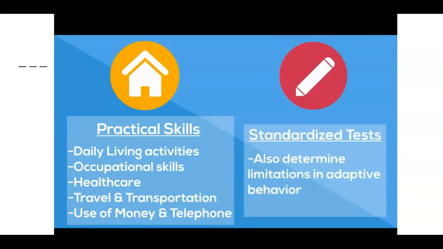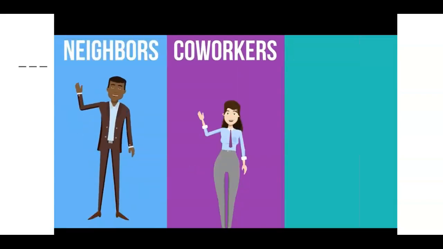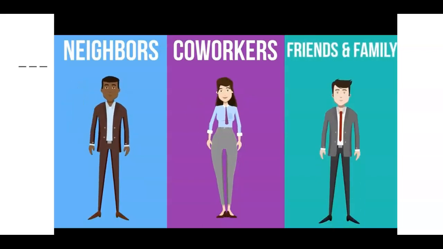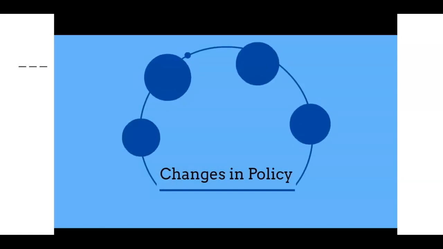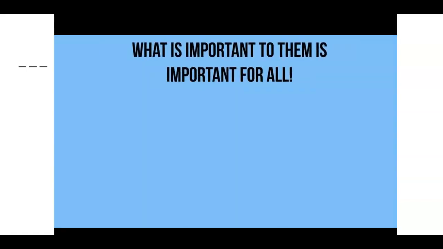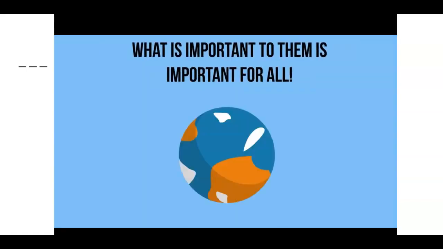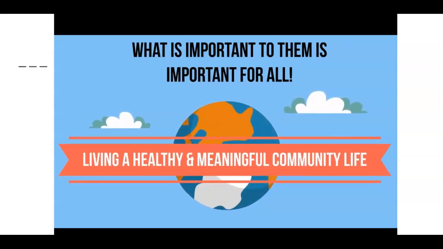Standardized tests can also determine limitations in adaptive behavior. People with intellectual disabilities are your neighbors, coworkers, or fellow students, friends, and family members. Changes in policy over the last decades has meant that the overwhelming majority of people with intellectual disabilities live in the community, on their own, with their families or friends. What is important to them is what is important to everyone, living a healthy and meaningful community life.